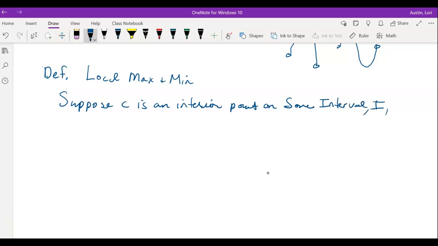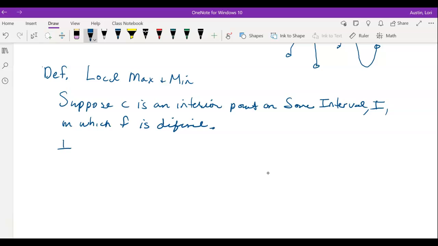We'll just call it I. We're talking local here, so it doesn't have to be the whole domain, so we're not calling it D. Do you see that? It's just a little interval on which f is defined, but f has to be defined. So suppose C is an interior point on some interval I on which f is defined. So you've got the whole domain D, but there's some little interval where you've got a C value, okay?